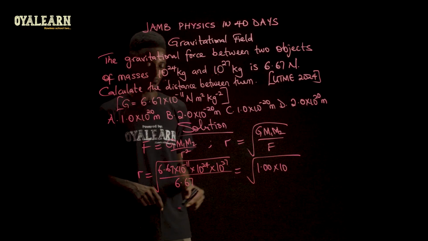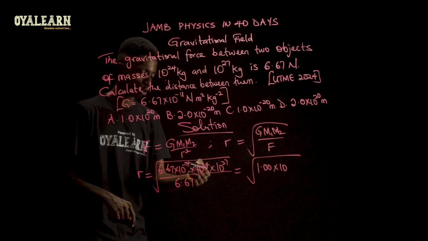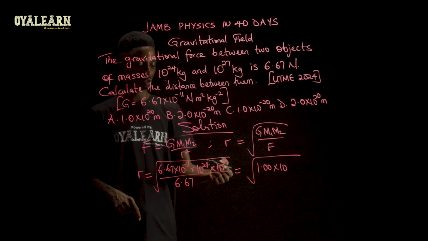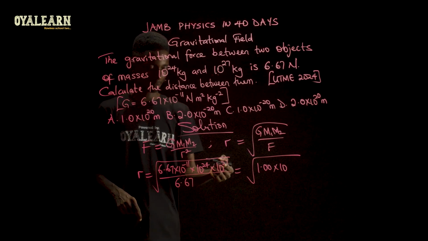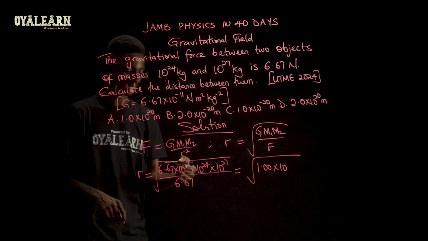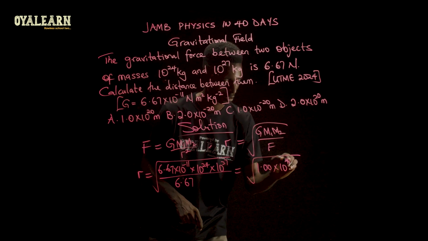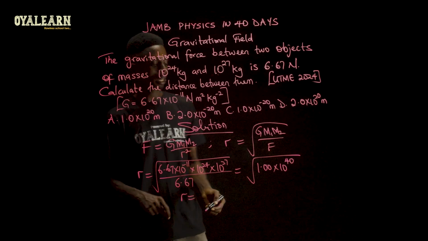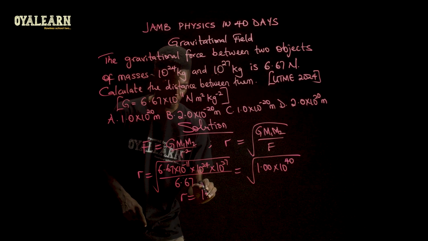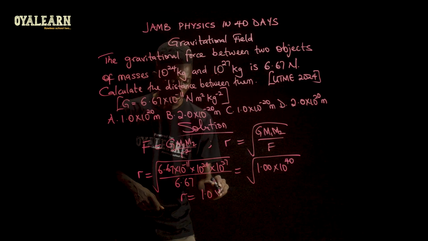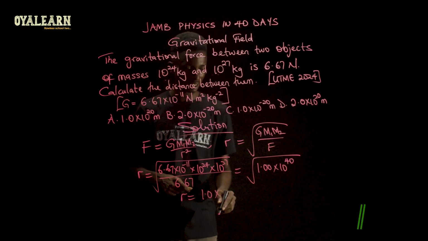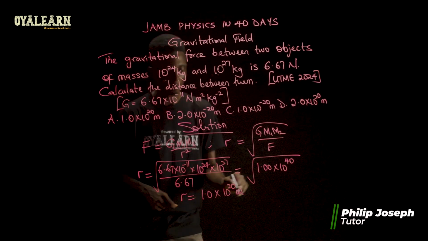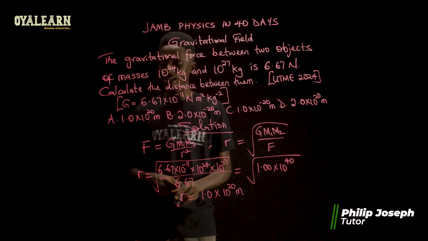Now, applying laws of indices, we add all these powers: negative 11 plus 24 plus 27. You can add the positives first. This will give you 51. Now, 51 minus 11 will give us 40. So this will be 10 to the power of 40. And of course, r can then be the square root of 1, which is still 1, so 1.0 times the square root of 10 raised to the power 40, which would give us 10 raised to the power 20. And this is in meters. So the correct option here is option A.